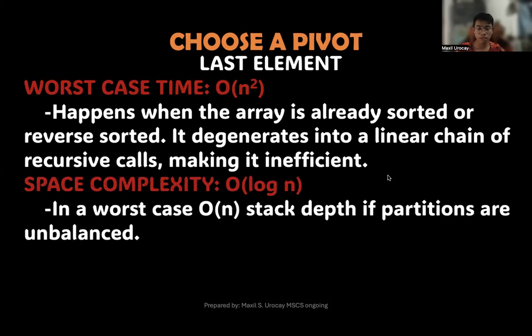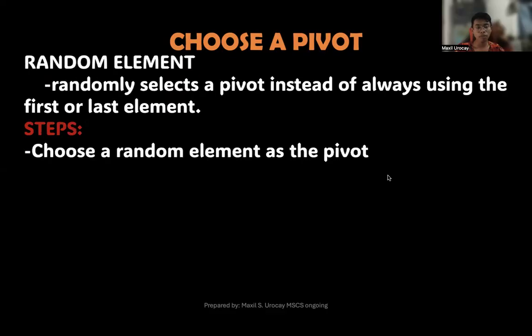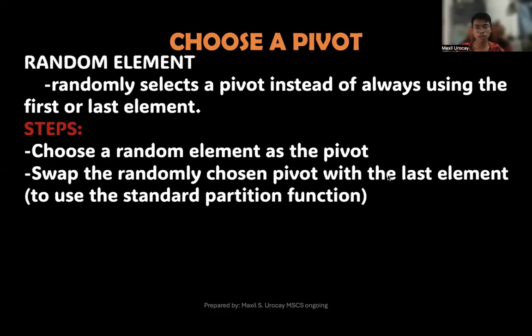And afterwards, the space complexity will be O(log n), in the worst case linear stack depth if partitions are unbalanced. And then we'll have the random element. We select a pivot instead of always using the first or last element. So it will be random here.